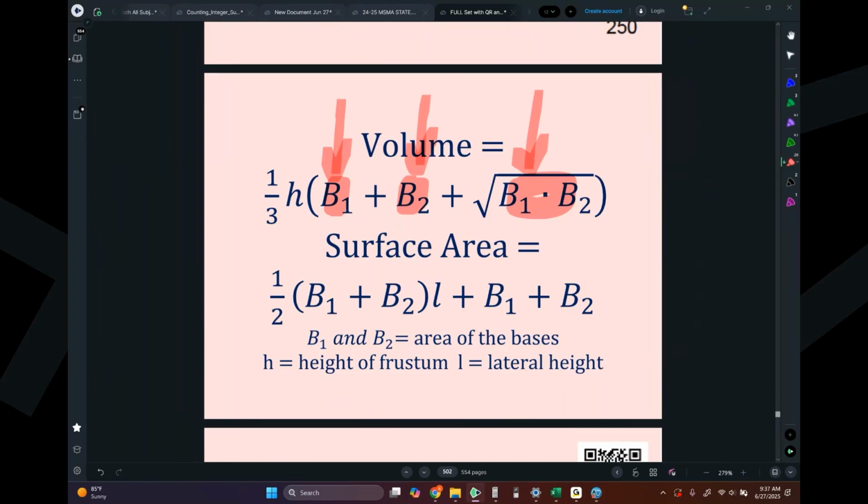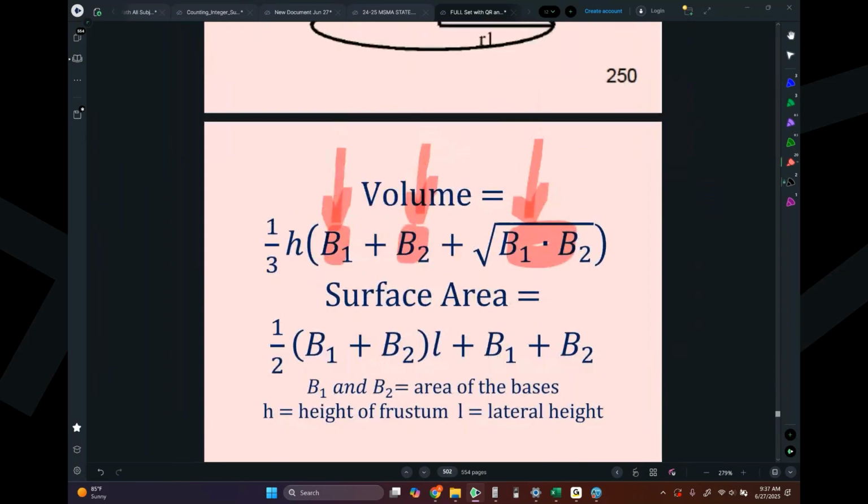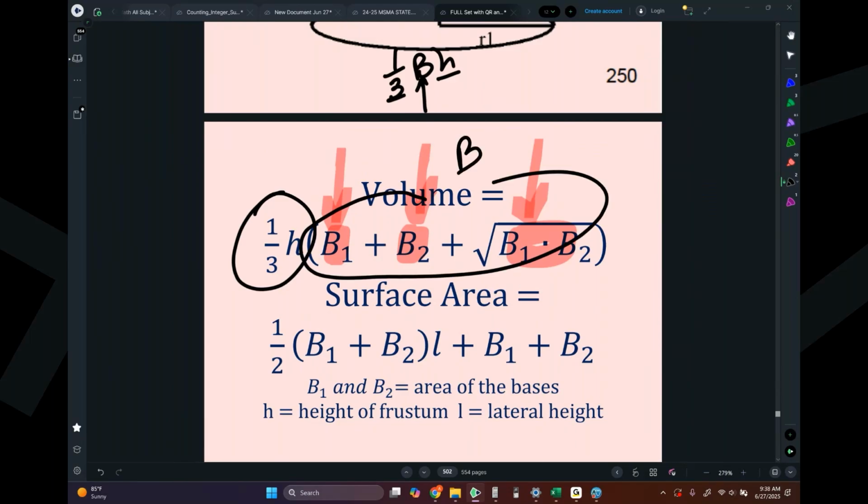Okay. And then the other half, this part right here, is looking very much like 1/3 big B H, right? That's the volume of a pyramid, because a frustum is like a part of a pyramid that's gotten cut off. So it's very similar. There's the 1/3 H part. This is the B part, yes? So this piece right here is the B part that you're talking about, okay?